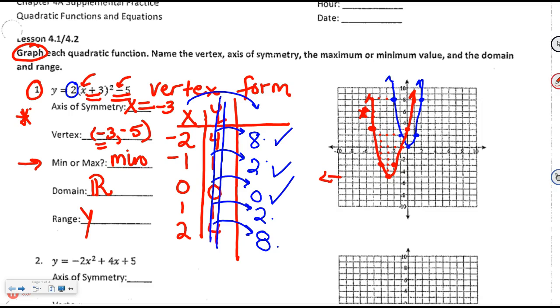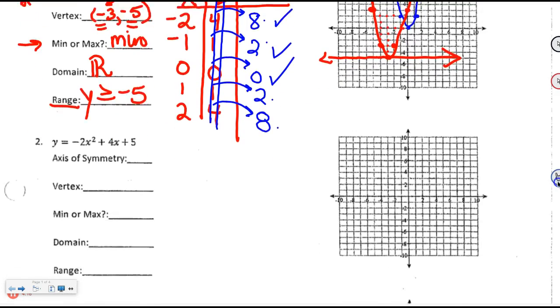On this red parabola right here, my parabola is living above that line. So it's y greater than or equal to -5. The axis of symmetry comes from the x. The range is controlled by the y. So that one's done. You'll have to do one just like it on your test.